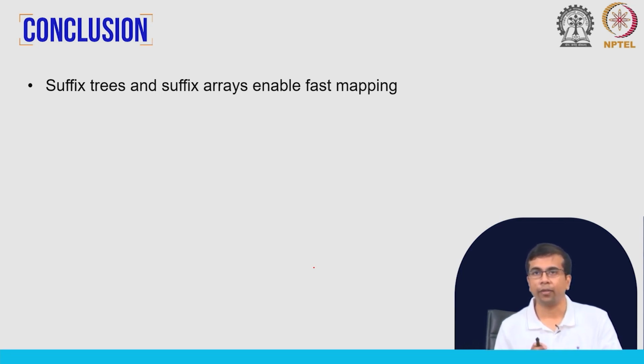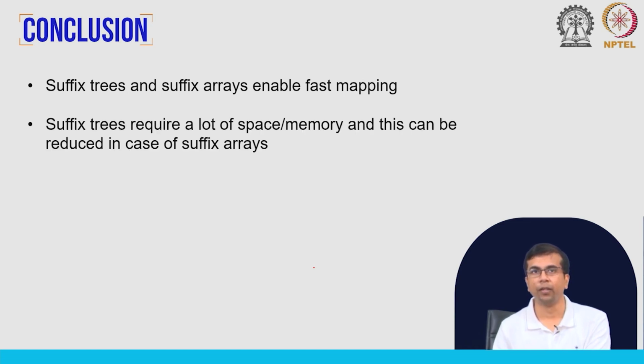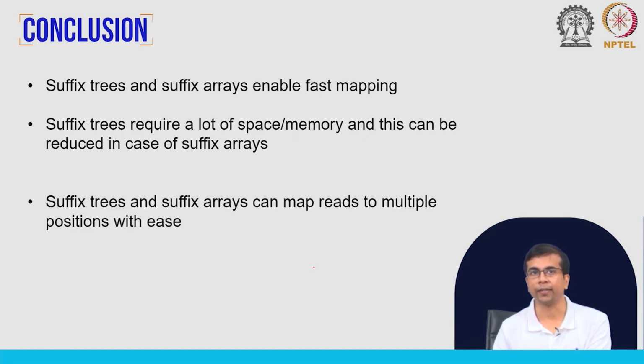However, a suffix tree takes a lot of memory and space, and in the case of the human genome, this is about 30 to 35 GB. So, if you have to use that much RAM, you cannot run it on a normal desktop computer. You have to use a dedicated server or a computational server. Suffix arrays address this issue to some extent. They reduce the memory requirement, but also keep the property of fast mapping because of this lexicographical sorting. So, suffix trees require a lot of space, and this is reduced in the case of suffix arrays.